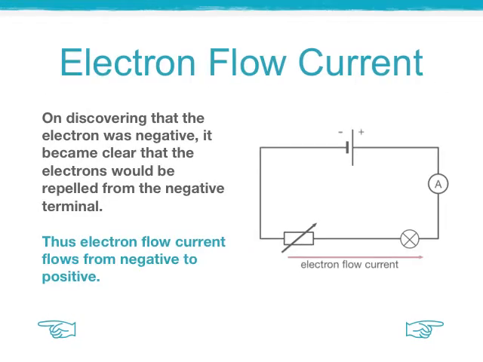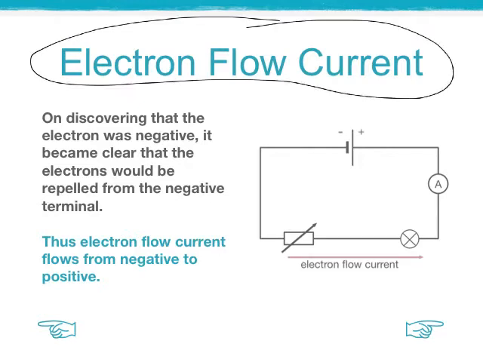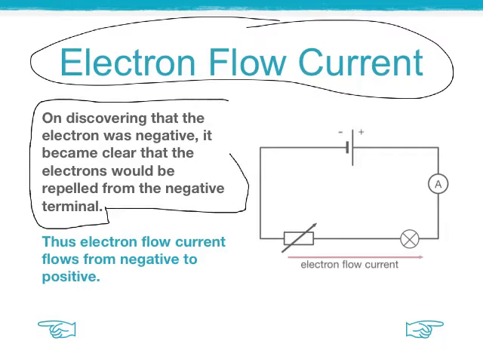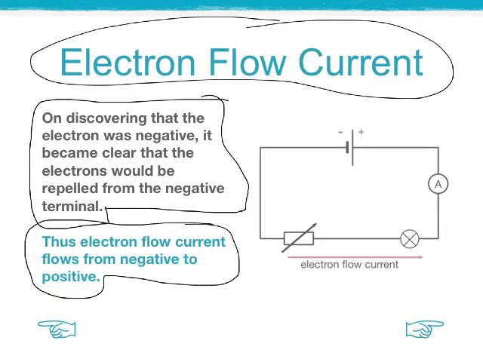Here we have the sensible electron flow current. I call this the common sense flow. Okay? On discovering that the electron was negative, it was clear that the electrons would be repelled and would move in the opposite direction. So electron flow current always flows from negative to positive. So just bear in mind the difference.